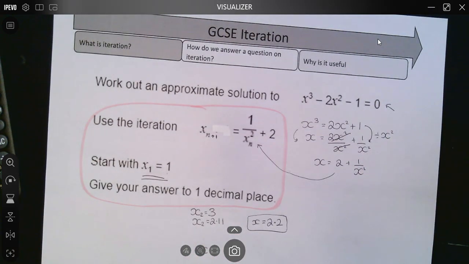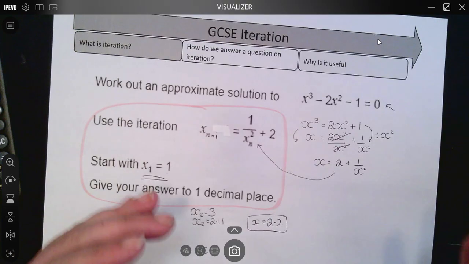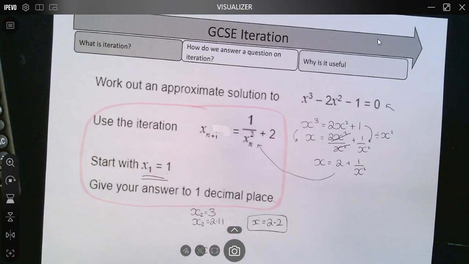So hopefully you've been able to understand from here how to use your iteration formula and how to use the calculator effectively to do so. Thank you very much for listening.